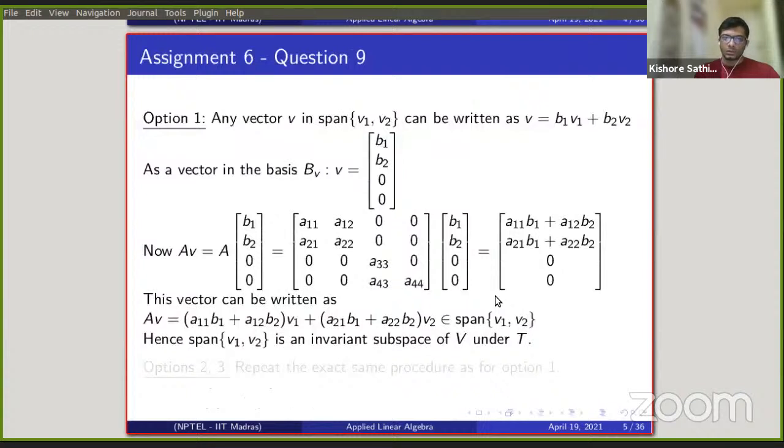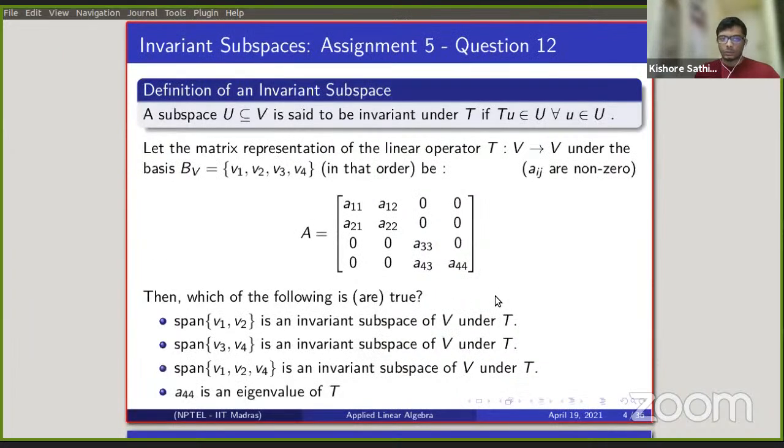All right. The question, what we're trying to check is if the span of V1, V2 is an invariant subspace under T or not. The procedure we're going to show is more or less a standard procedure to check if a certain span is an invariant subspace.